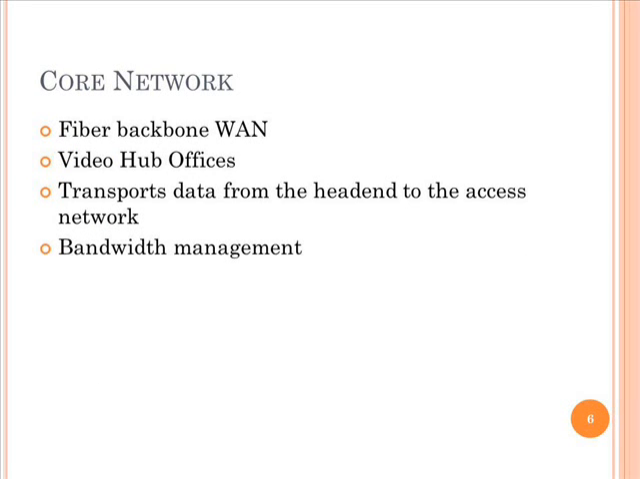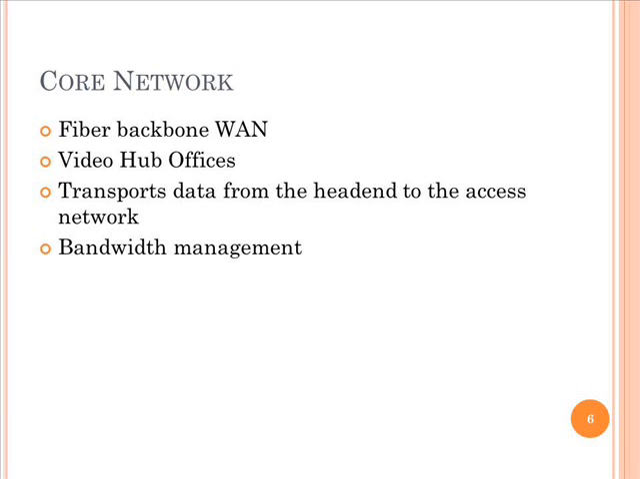So from the content head end part of the system architecture, we reach the core network piece. Now the core network is fiber backbone wide area network, and video hub offices. That's what makes up the WAN. There's a fiber network, and then there's the video hub offices piece, and that's what the core network is at a high level.